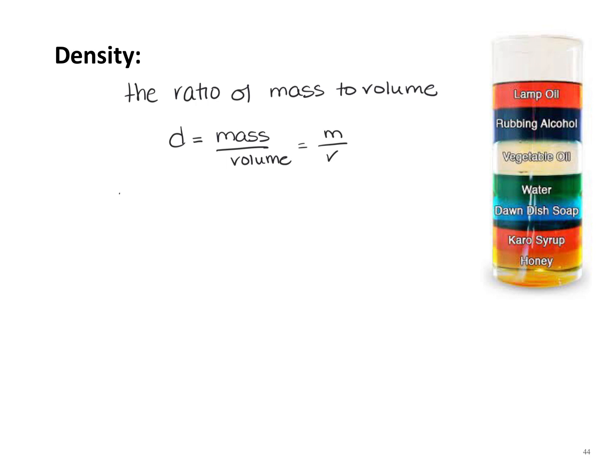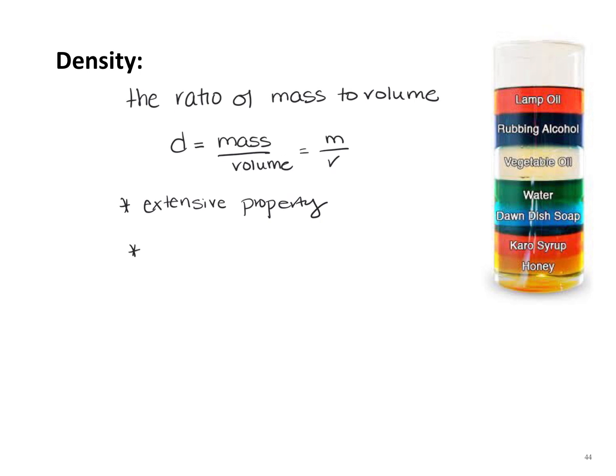Now, a few other notes about density: this is an extensive property as opposed to intensive, because the amount of mass doesn't matter because there is a ratio of mass to volume here. It's used, as I mentioned before, to characterize a substance, right? And there's different units for density.